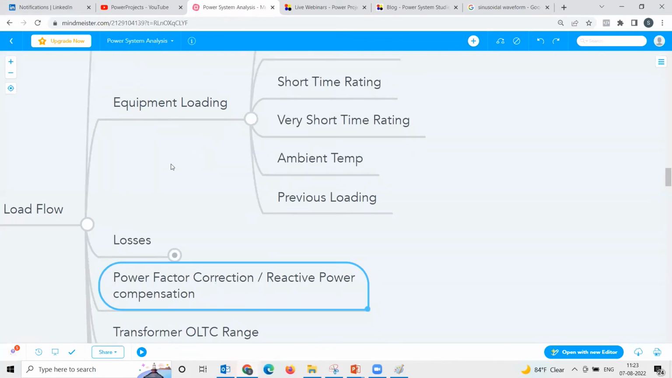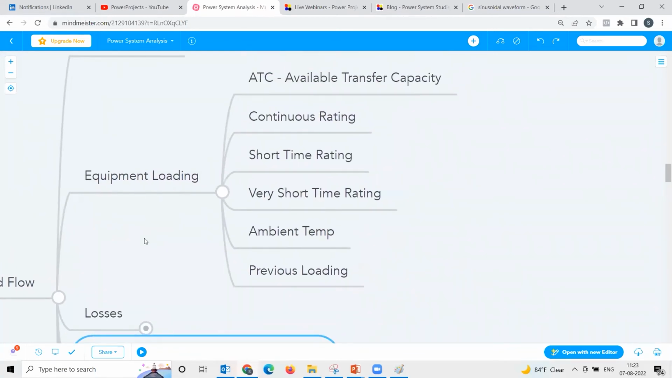If you're talking about equipment loading, again, there are multiple loadings which are available. Something called available transfer capacity, which is the capacity available in the transmission line or a transformer or overhead lines, overhead cables, etc. What's the remaining capacity which is available, which I can use for future loads? That's basically called available transfer capacity, ATC. What is the continuous rating? What is the short time rating? What is the very short time rating? Ambient temperature and previous loading. There could be multiple factors which influence the equipment loading.